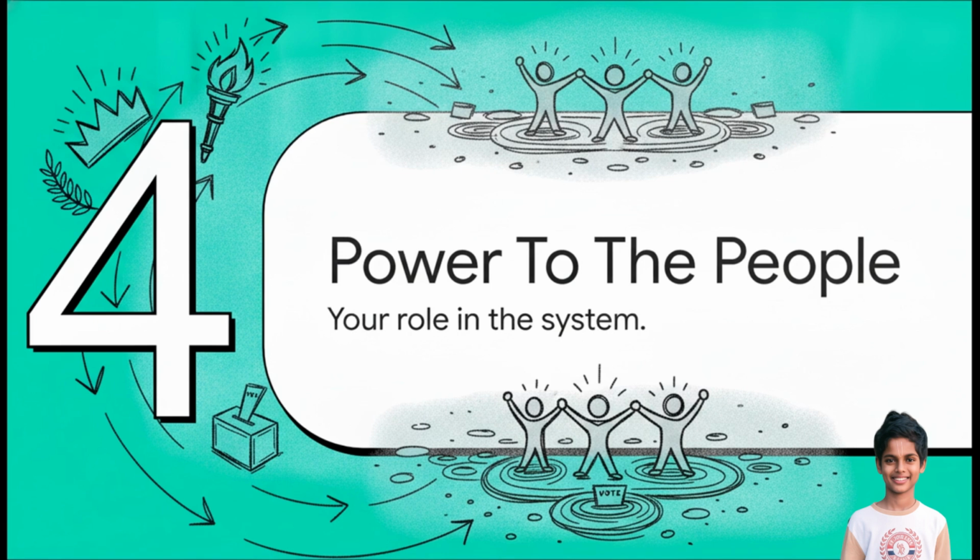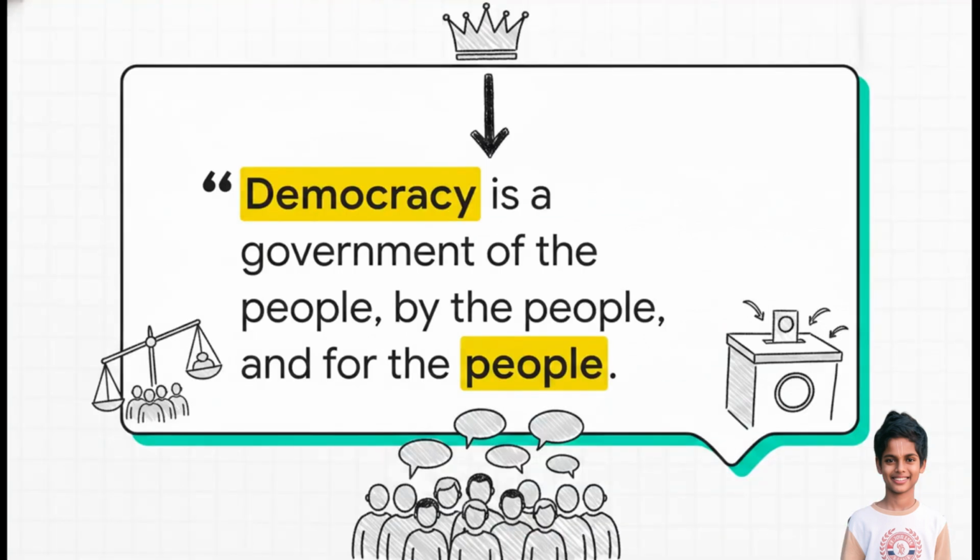This is all about your role in the system. Let's see how all this history builds toward the absolute ultimate authority in any democratic nation, the citizens themselves. Venkat, I want you to lock this quote into your memory bank right now. Democracy is a government of the people, by the people, and for the people.